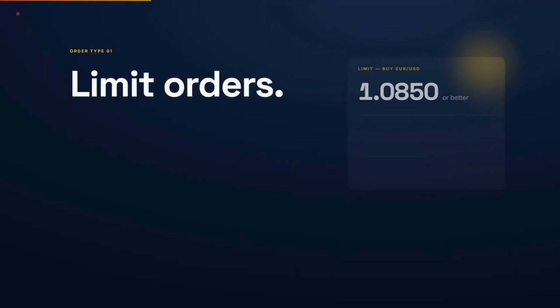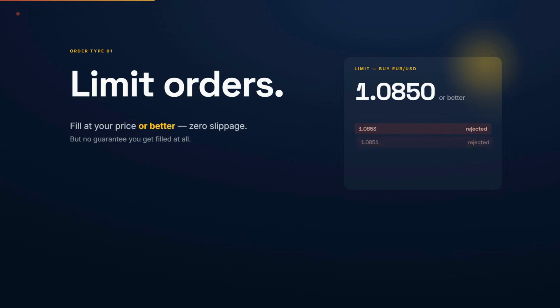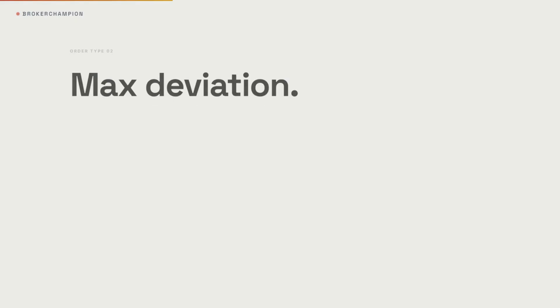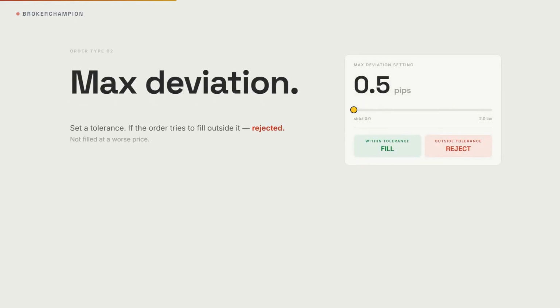Okay, so you've measured it. How do you fight it? 4 order types do most of the work. Limit orders fill at your price or better. 0 slippage, but no guarantee you get filled at all. Best for patient entries where you'd rather miss the trade than overpay. Stop orders with maximum deviation. On MT4, MT5, and cTrader, you set a tolerance. Order tries to fill outside it, rejected. Not filled at a worse price.